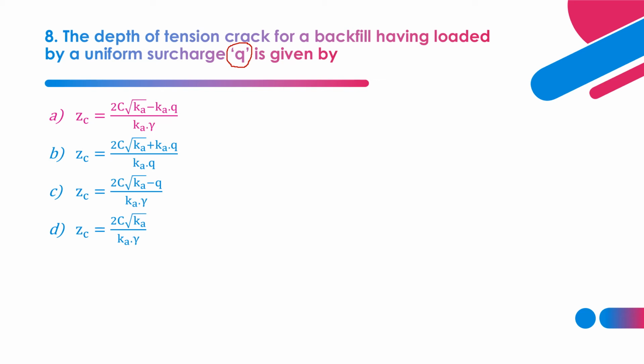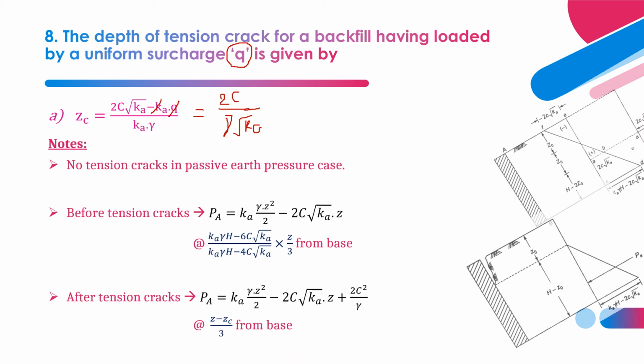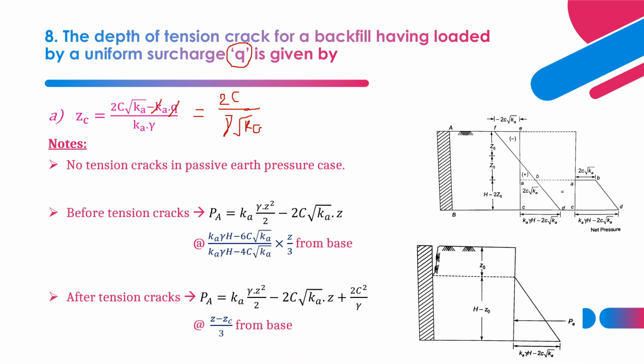Simple. If there is no surcharge, that is Q is 0, then 2c root Ka by Ka into gamma. So root Ka by Ka is nothing but 1 by root Ka. So we can find 2c by gamma root Ka. Simple, yes. And let's move on to some other points regarding this tension crack.